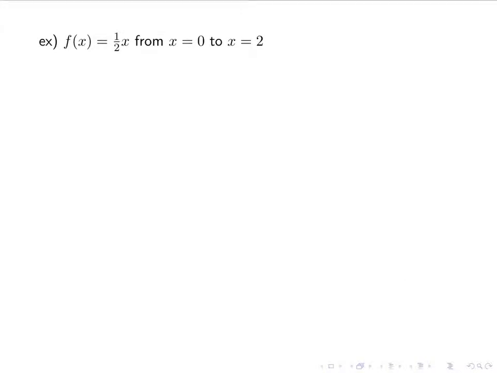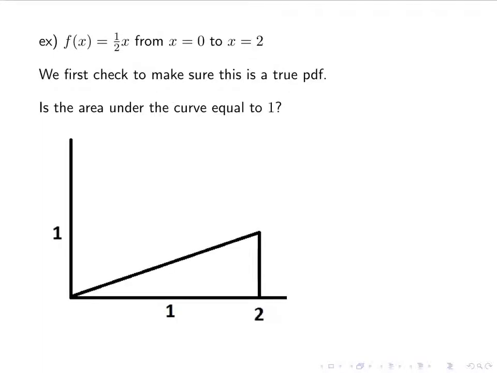So as an example, we're going to let f of x equal 1/2 x from x equals 0 to x equals 2. So we're going to check to make sure this is a true PDF. What we're going to do is graph it and then figure out the area under the curve. So the graph is this really nice triangle. And to find the area of a triangle, it's 1/2 b times h. The base is 2, and the height is 1. So the area is 1/2 times 2 times 1, which is 1. So the area is 1, which is what we really need, which is great.